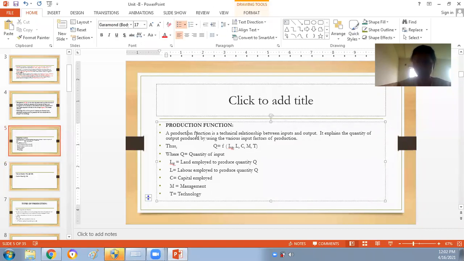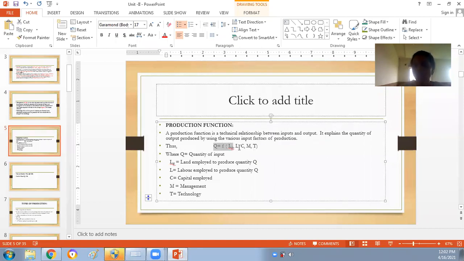Now, what is a production function? A production function is a technical relationship between inputs and outputs. That means the elements or determinants of production are the inputs. We employ various inputs in order to get a certain output, that is, the quantity of production. It explains the quantity of output produced by using the various input factors of production. So when we use different types of input factors, how these input factors change the quantity of production, that we define as the production function.